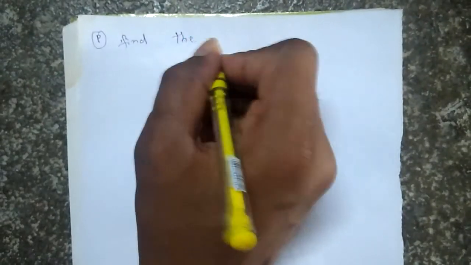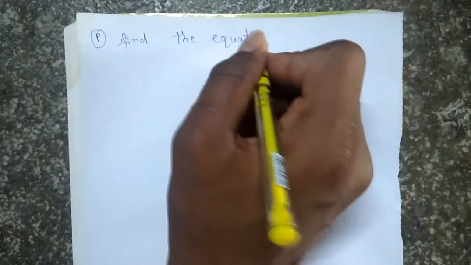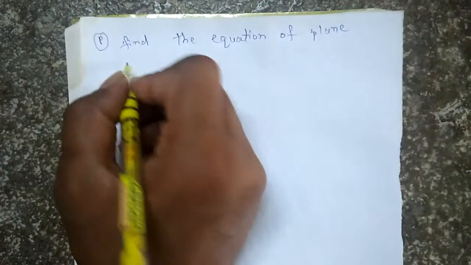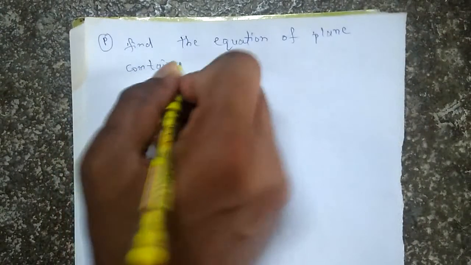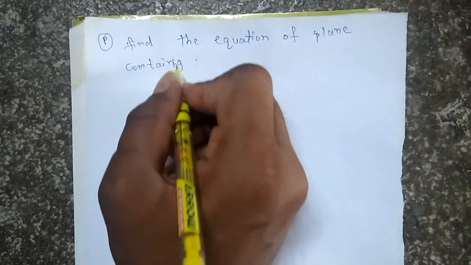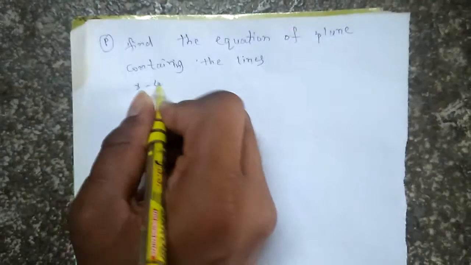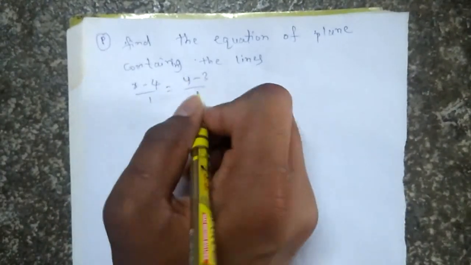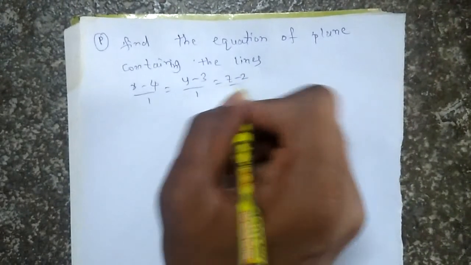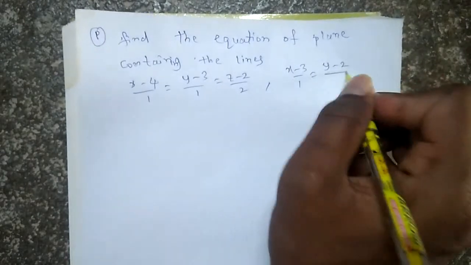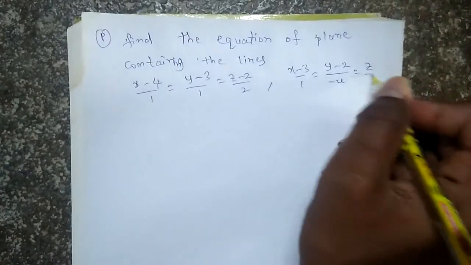So our next problem is find the equation of the plane containing the lines (x minus 4) by 1 is equal to (y minus 3) by 1 is equal to (z minus 2) by 2, comma, (x minus 3) by 1 is equal to (y minus 2) by minus 4 is equal to z by 5.